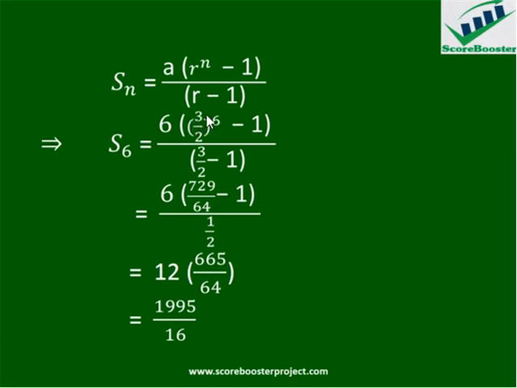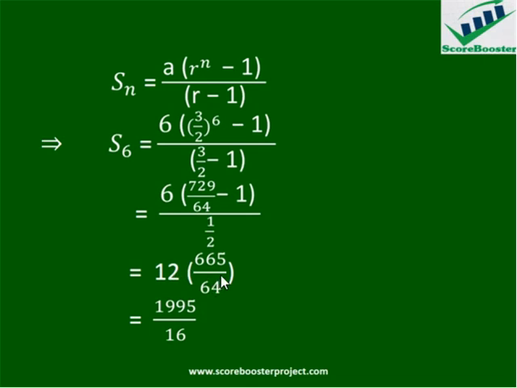So here, 3 raised to the power 6 will give 729. 2 raised to the power 6 will give 64. So we have 6 into bracket 729 over 64 minus 1, divided by half. So this can be written as 6 divided by half multiplied by the whole of this, which is the same thing as writing 6 multiplied by 2 multiplied by the whole of this. So 6 multiplied by 2 will give 12. We take the LCM here, we have 665 divided by 64.